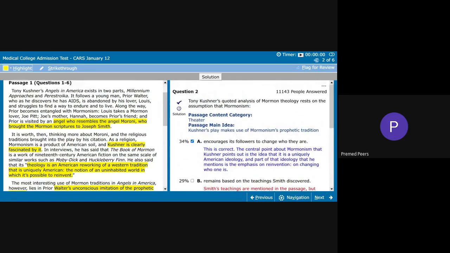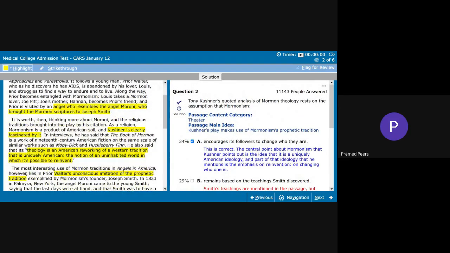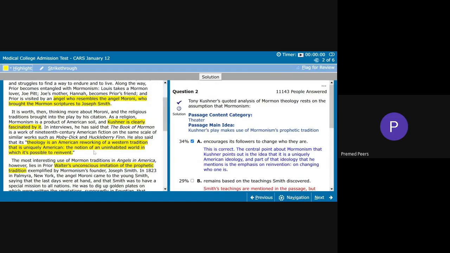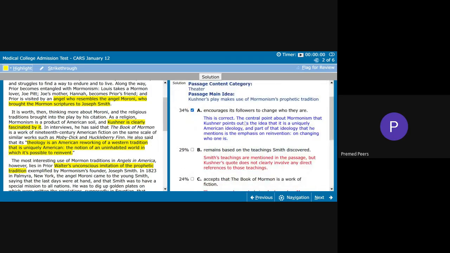The reason for this, I think, is most clearly found in this quote. Tony Kushner's quoted analysis leads you to go automatically to quotation marks, and you find that here in paragraph 2. You'll notice that one of the things mentioned is that in Mormonism, there's this notion of an uninhabited world in which it's possible to reinvent. So that word reinvent really stuck out to me and made me think that A would be the correct answer.